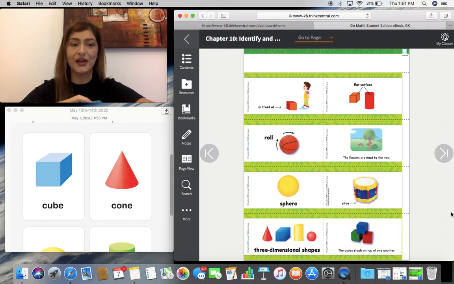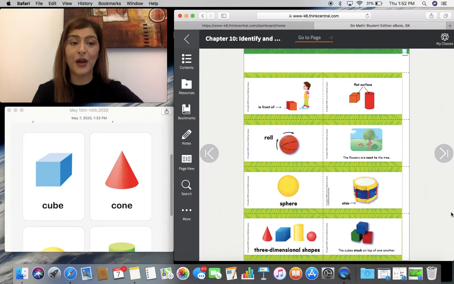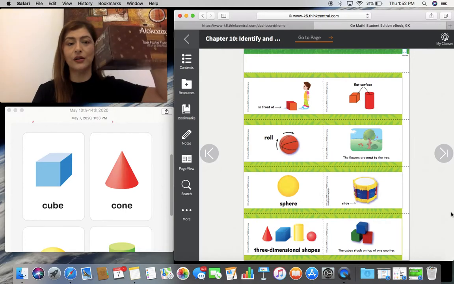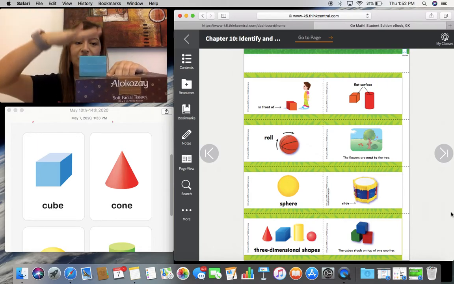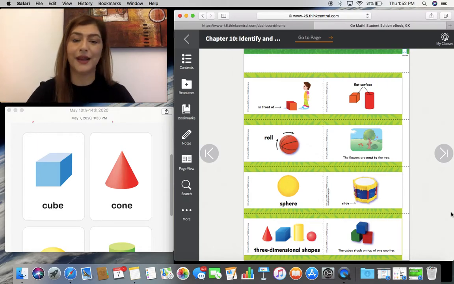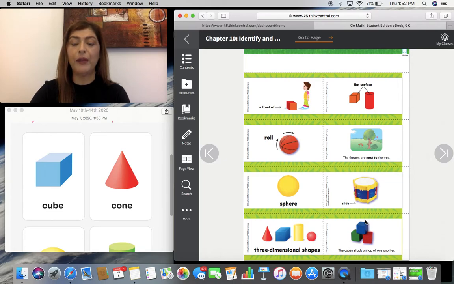Do you know the meaning of stack? To stack is to put, as if you are building blocks. See, this also looks like a cube. So you stack, you put it on top, like you are building blocks. So we spoke about a cube. See here at the bottom, the cubes stack on top of one another. You can build a tower.